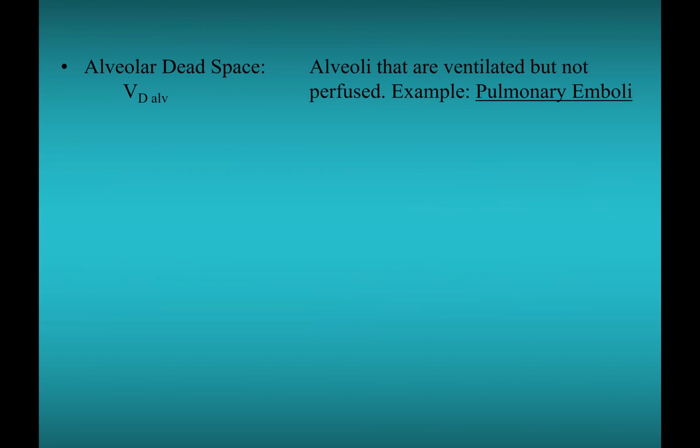Alveolar dead space means the alveoli that are ventilated but are not perfused by the blood that goes across. An example would be a pulmonary embolism, or emboli, meaning the person has a clot in their lungs that is blocking perfusion. They're breathing in and out okay, but gas exchange is not taking place to get rid of the venous blood so the good oxygenated blood can flow across.